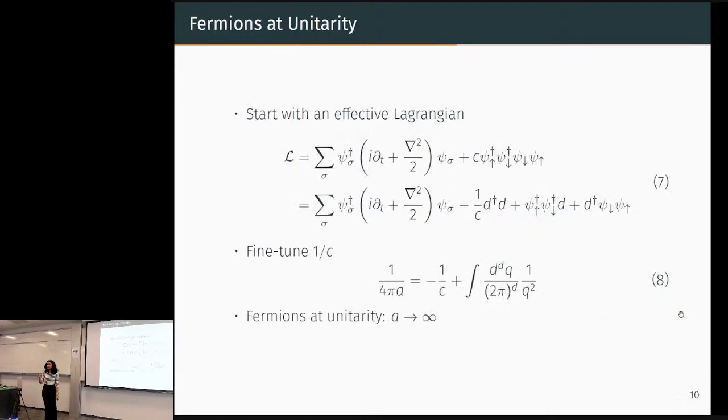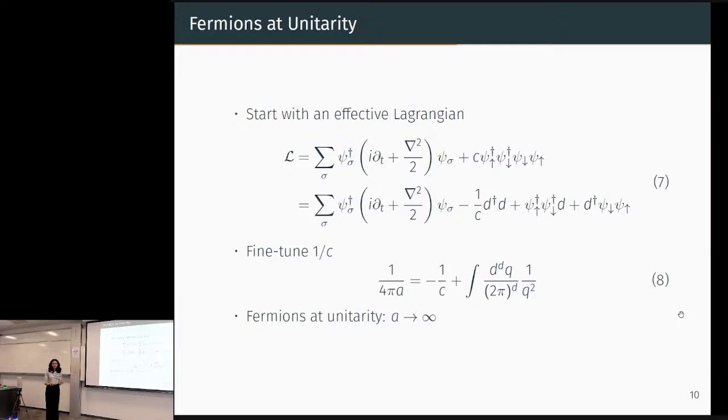So now let's look at a specific example of fermions at unitarity. Physically, you can think of it as a system of spin-half fermions with point-like interaction, and I'm fine-tuning the interaction strength to be at a non-trivial fixed point. This non-trivial fixed point is where the scattering length becomes infinite. Another way to think about it is that you have a particle in a box, and you're fine-tuning the depth and the width of the potential such that you have just one bound state which is at 0 energy.